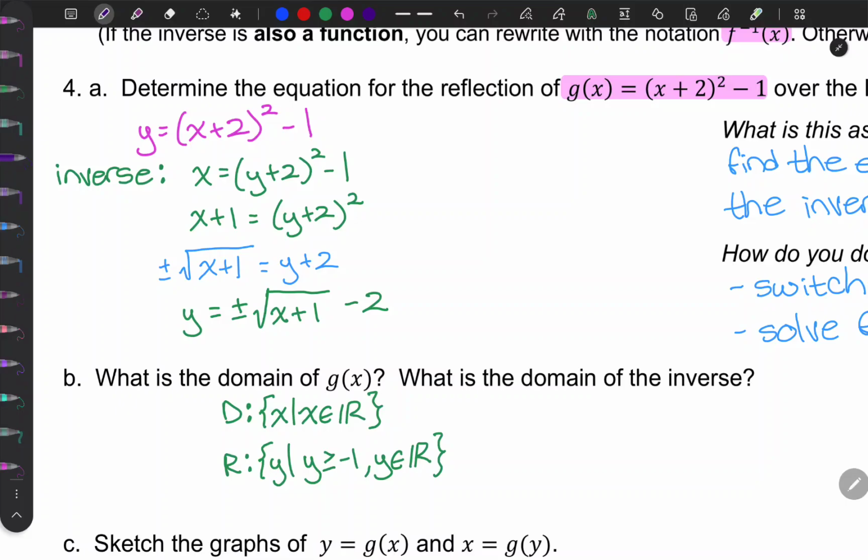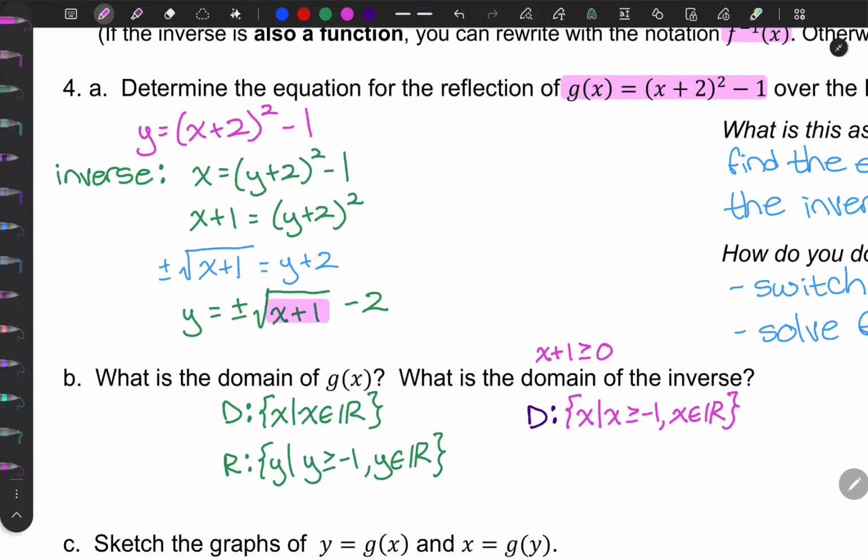Now let's think about our inverse. Our inverse is a square root function, and we do have a restriction on that because we cannot take a square root of a negative number. This tells us that x plus 1 must be greater than or equal to 0, or x must be greater than or equal to -1. So our domain for this is x, such that x is greater than or equal to -1. X is an element of all real numbers.